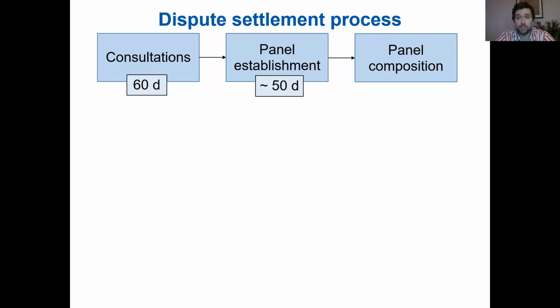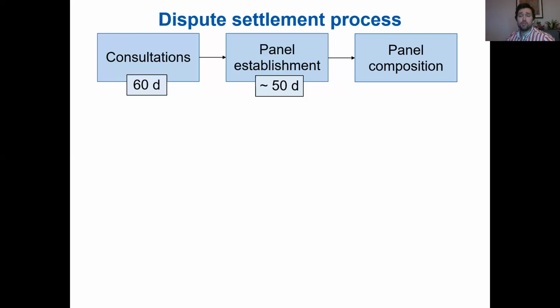And according to the DSU rules, those cannot be the nationals of the litigants, of the complaining party, of the respondent. Those could not be the nationals of the third parties, and everyone can join a dispute as a third party at the moment of the panel establishment. Whoever raises a hand is permitted to participate as a third party in a dispute. Being a third party gives you certain advantages.